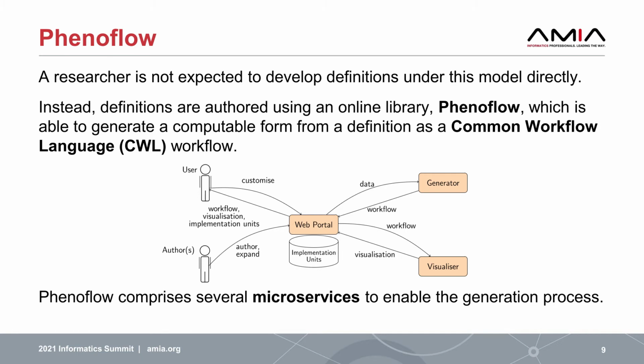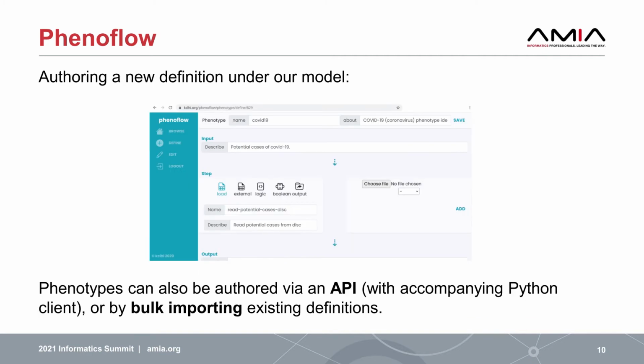So an actual computable form of the definition that can be executed. And the key thing here is that our architecture is realized as a set of microservices, so to ensure it's scalable and robust, we split this authoring architecture into a number of different services. The main one that the user will interact with, that you'll see screenshots from, is the web portal. This is also supported by other services such as a generator and a visualizer, which help with creating the workflows and visualizations of them, respectively.